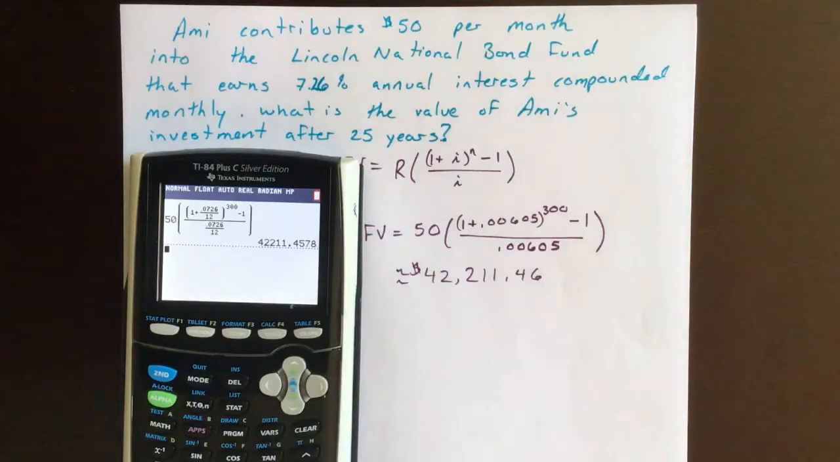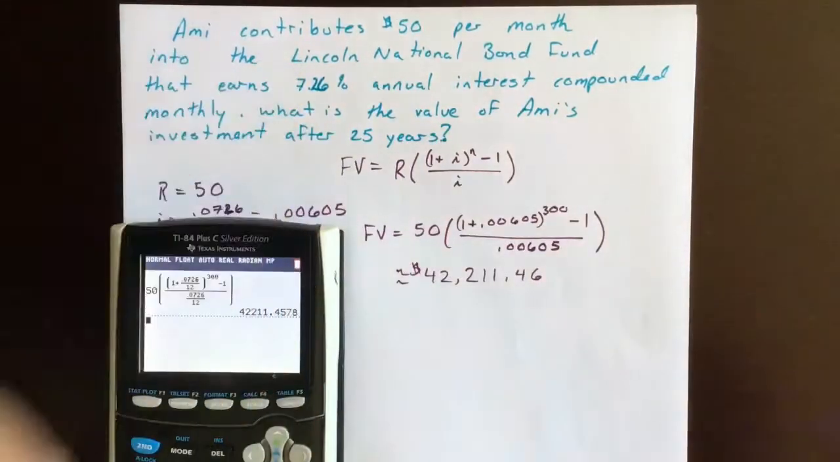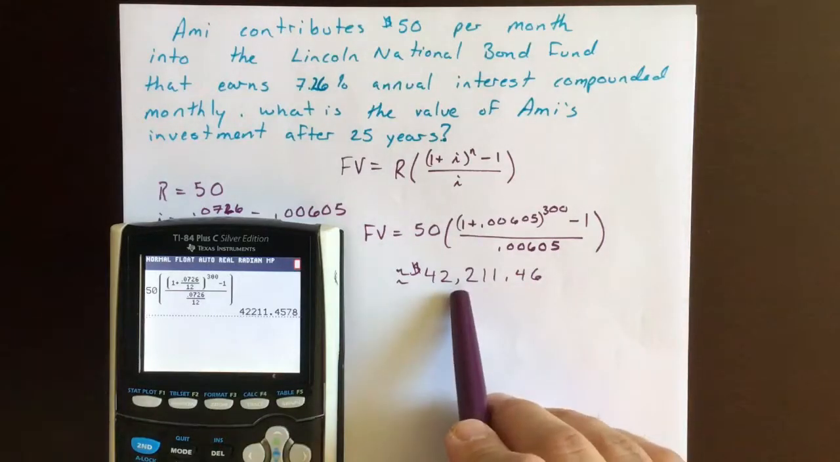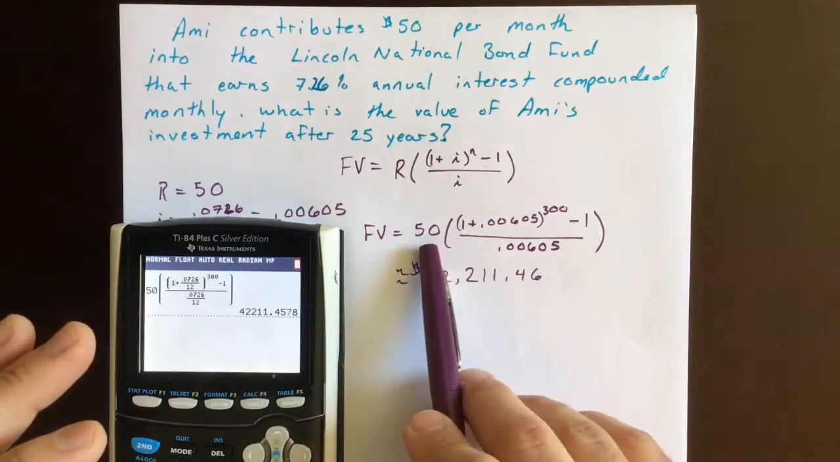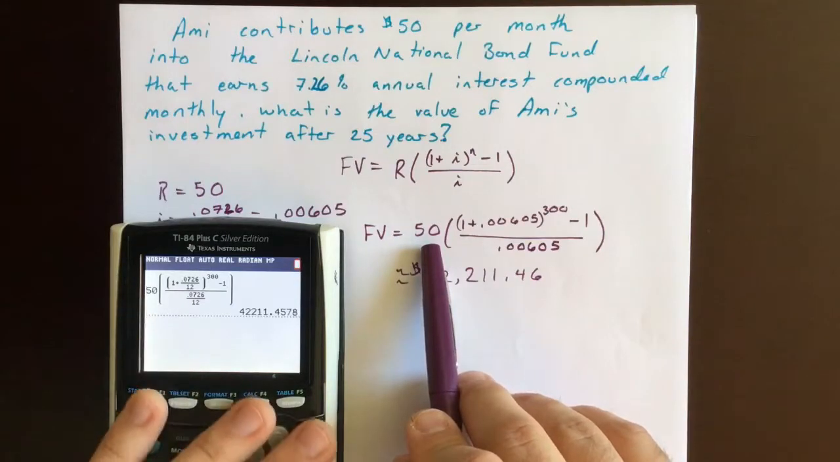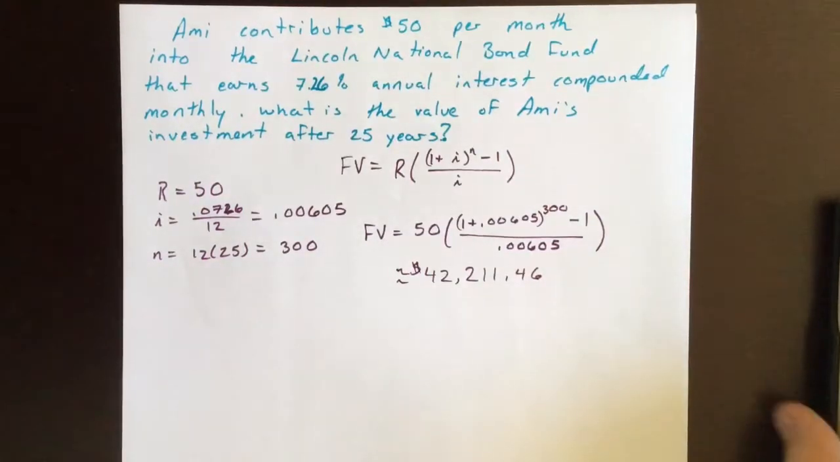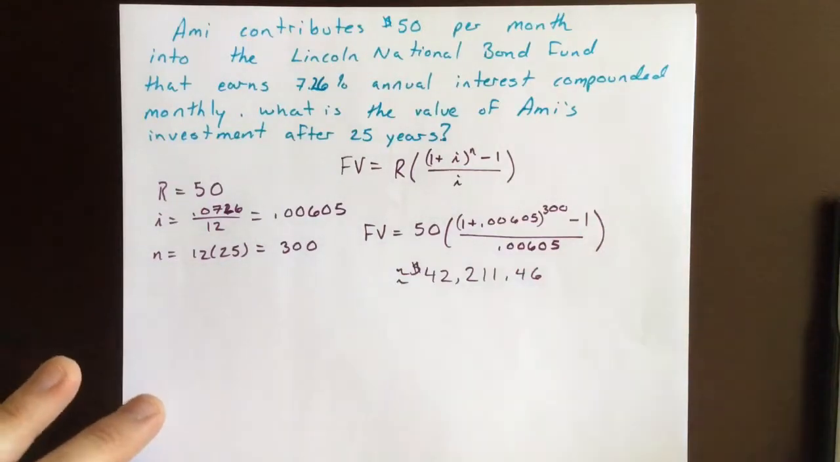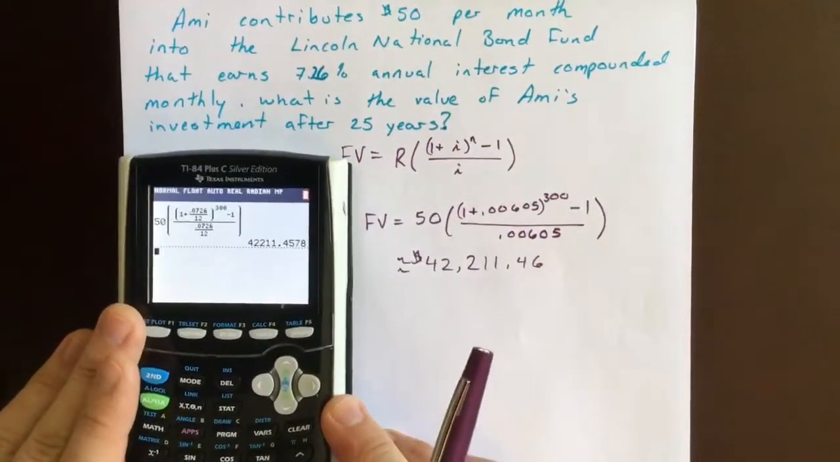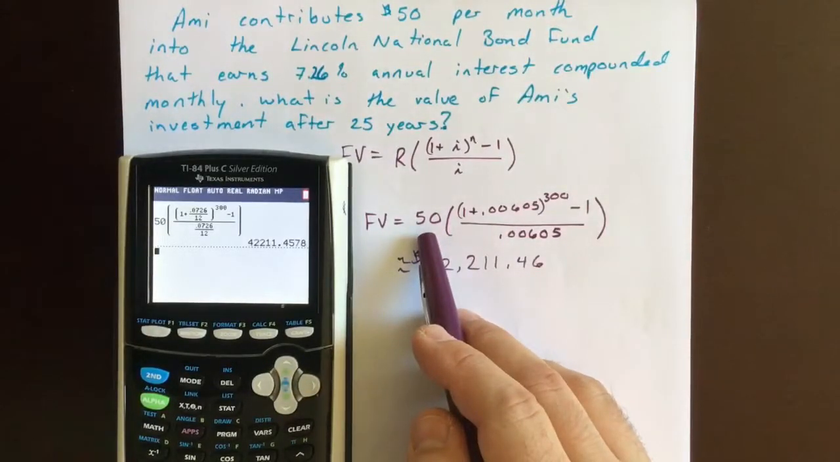$42,211.46. Depositing $50 every month. After 25 years with this interest rate, you would have $42,000 in your account. So noticing that's not 90-some thousand, just because of the difference in payment each month that you're making. That's still a considerable amount that you're only depositing $50 every month.